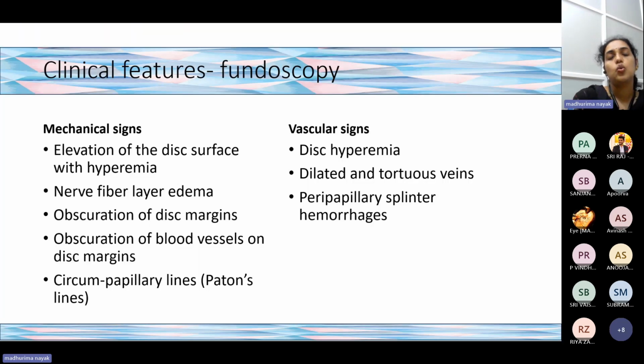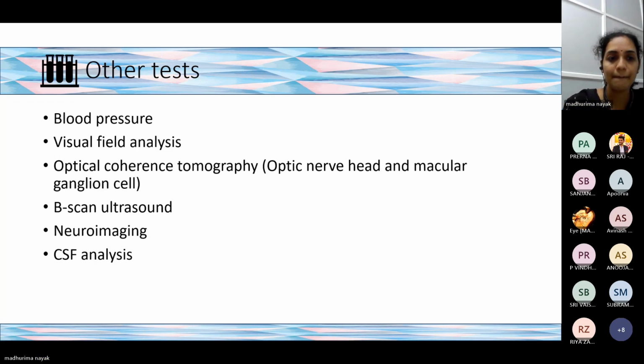So once you're done grading, you proceed to the next set of tests. But I want you to learn these mechanical and vascular signs of disc edema, which are available in any book and you can read about it.